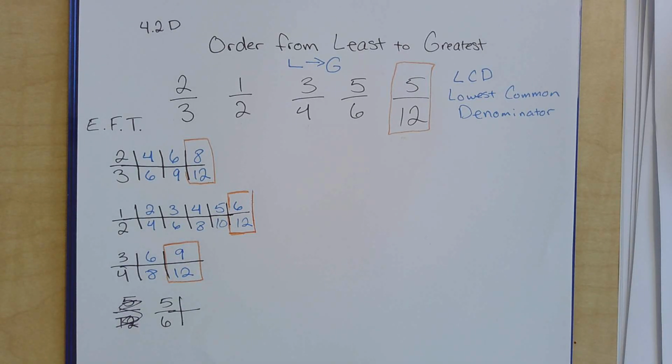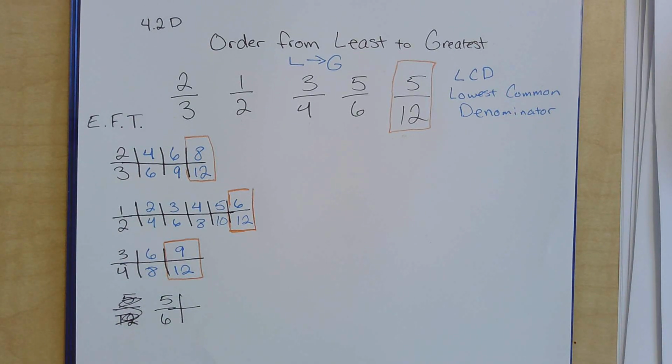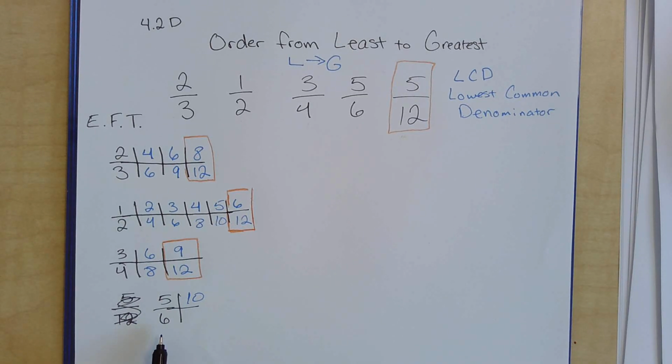We're going to skip count by the value of our numerator, which in this particular case is a 5. So 5, 10. And we're going to skip count by the value of our denominator, 6, 12. Again, now we have these equivalent fractions, and now we can actually compare them from least to greatest.